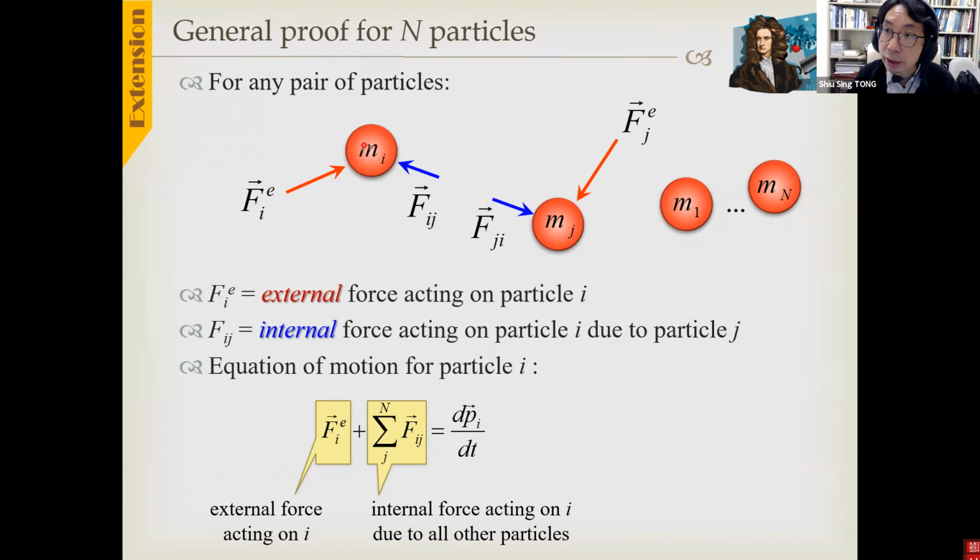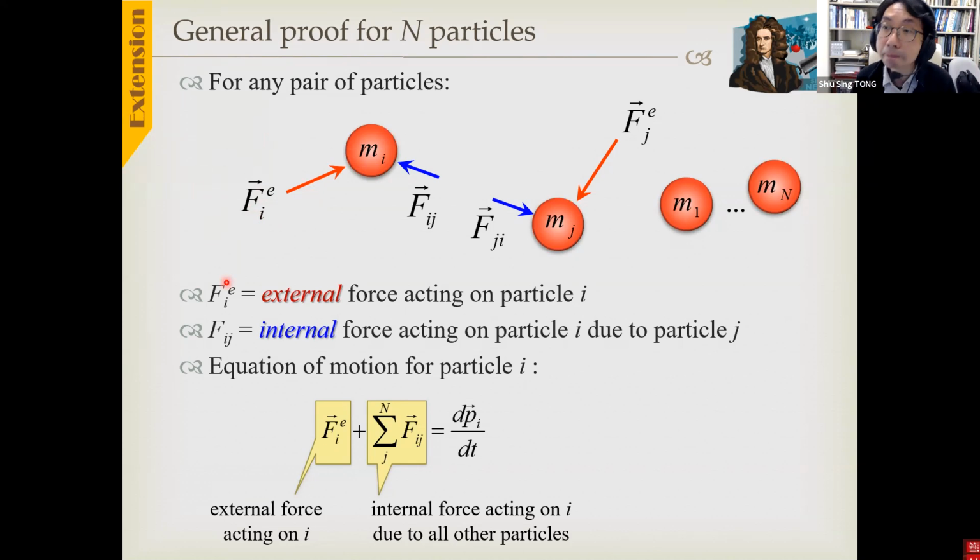Now, let's consider Mi first. This particle may be acted on by an external force, right? And the external force acting on the I particle, we call it Fi^E. Now, the superscript E here is not a power. It is only a symbol. The symbol denotes that the force is an external force. It is not due to the collision between the particles. It is due to an external agent. For example, my hand pushing the particle Mi, and so there's an external force.